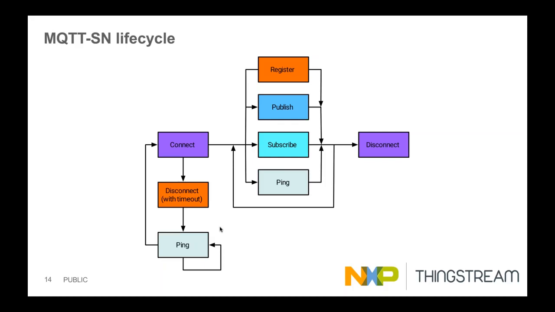MQTT-SN specific one, which is basically fire and forget. So I send a message and I have no idea whether anyone got it or not, through to quality of service levels where you can assure that a receiver has received it. They will only ever have received one copy, and you know they got it.